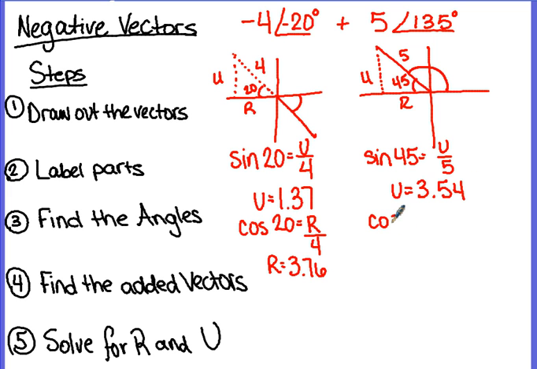Then we're going to use the cosine function to find side R. So we have the cosine of 45 equals R over 5. And in order to solve for R, we do 5 times the cosine of 45, and that will give us 1.71.